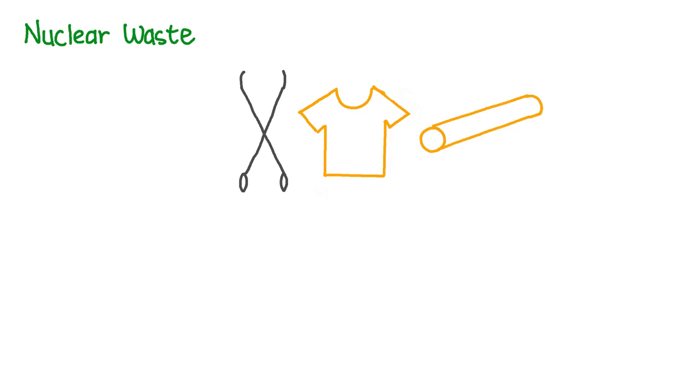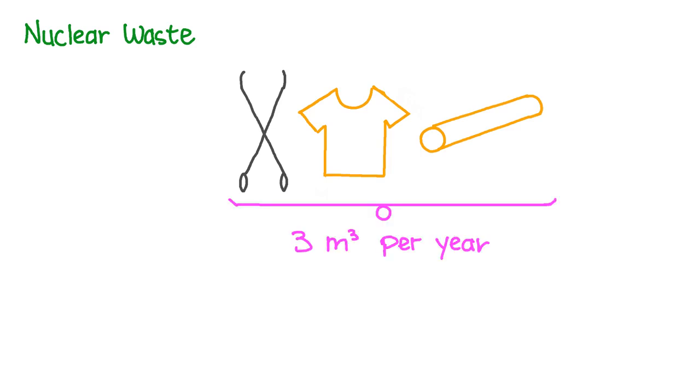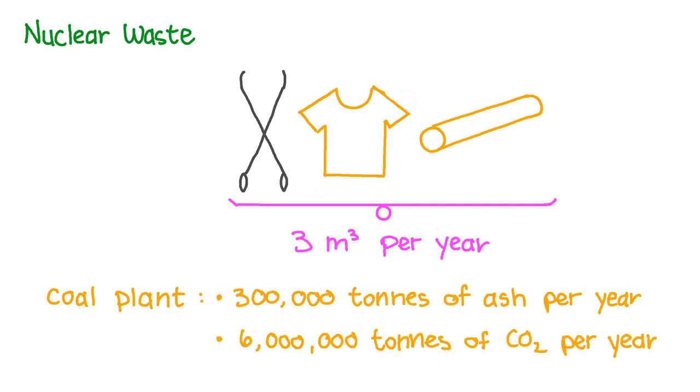The operation of a nuclear power plant generates waste. The waste is things like tools used near the reactor core, the clothing of workers who worked near the core, and spent fuel rods. A nuclear power plant generating enough electricity to power the homes of about 1 million people will generate approximately 3 cubic meters of waste per year. In comparison, a coal plant generating enough electricity to power the homes of about 1 million people will generate 300,000 tons of ash per year and 6 million tons of carbon dioxide per year. So the amount of waste produced by a nuclear power plant is a relatively small volume.